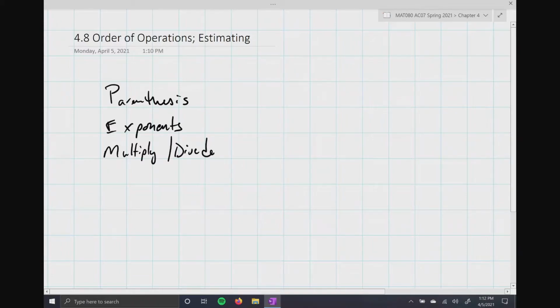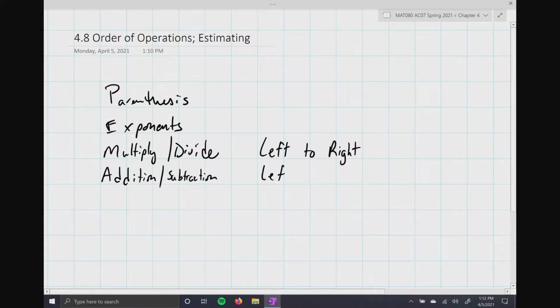What do you mean by left to right? I think that was you, Matt? Yes. What do you mean by left to right? So when you have a problem that has, let's say, multiplication and division in it, you would do the multiplication first if the multiplication was on the left side, and then the division second. I think that's accurate. I'm not sure.